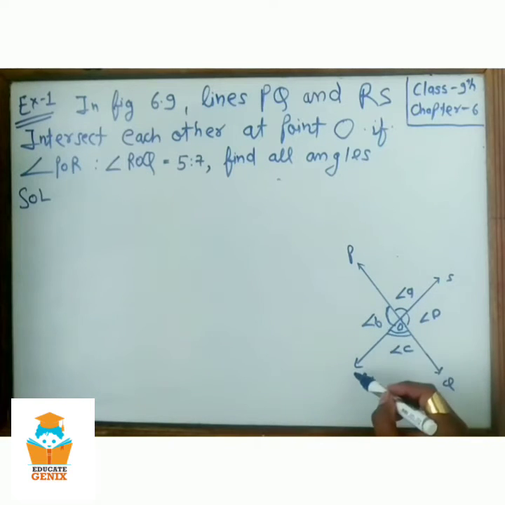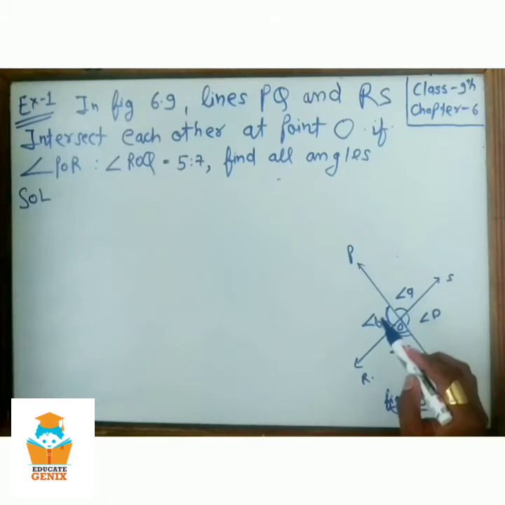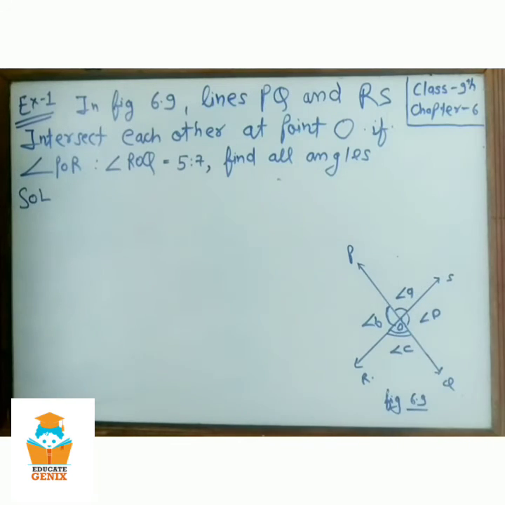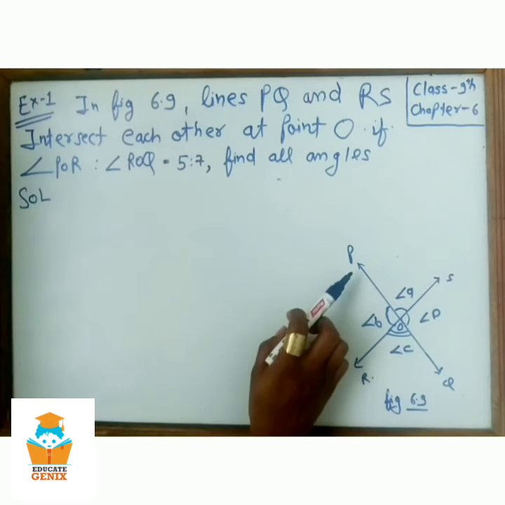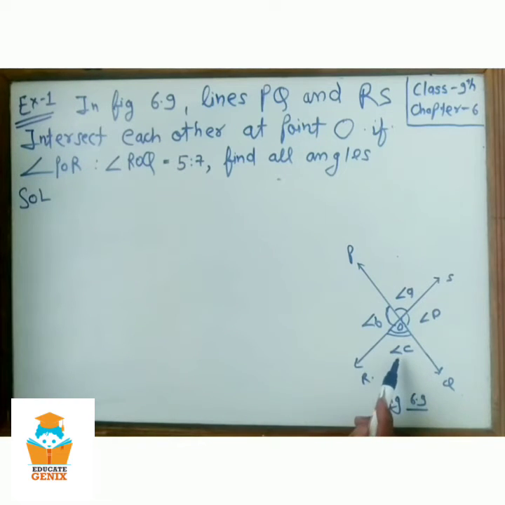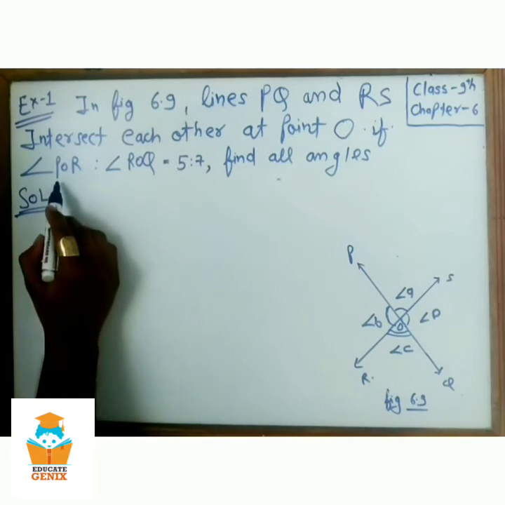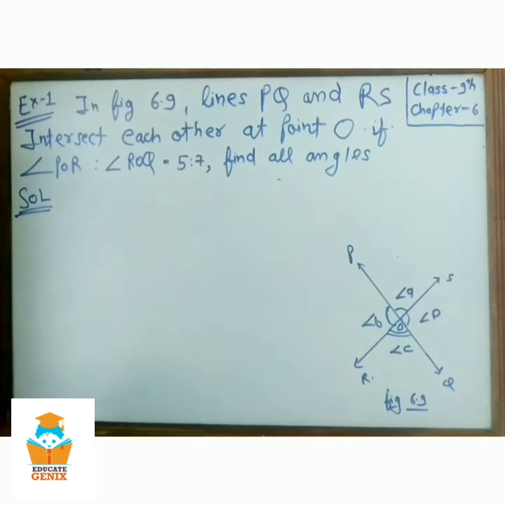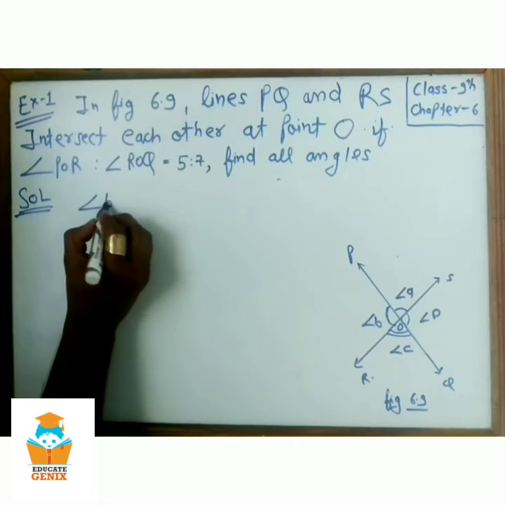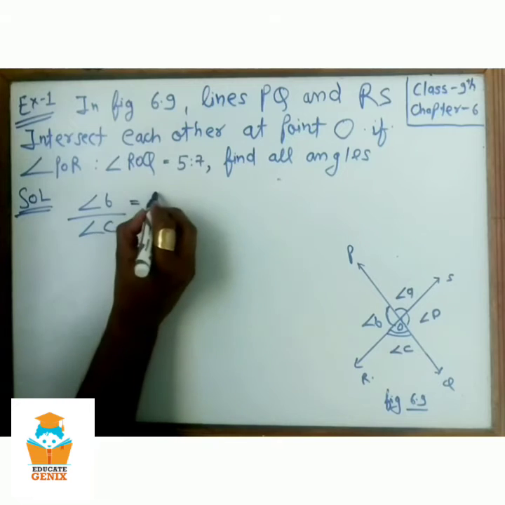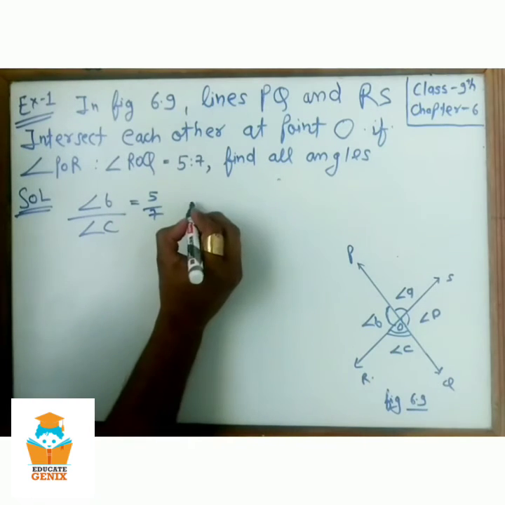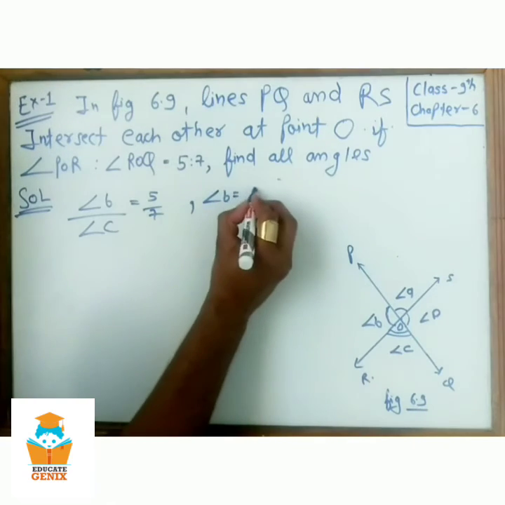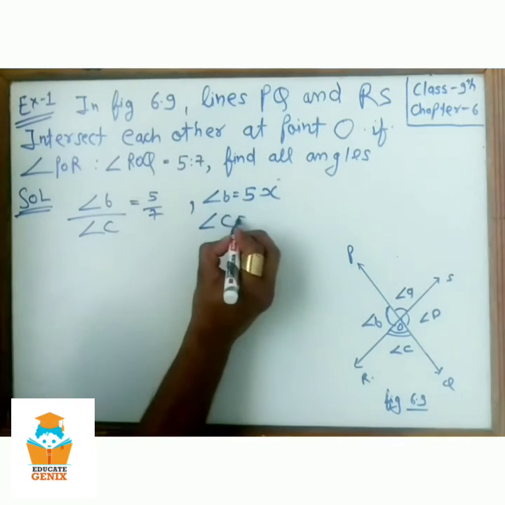Therefore, we can say that on straight line RS, angle A and angle B equal 180 degrees. Or else we can also say that on straight line PQ, the sum of angle B and angle C equals 180 degrees through linear pair. Let's see the solution. Already given, angle POR and angle ROQ equals 5:7. So angle B is to angle C, which is 5:7. So we can say that angle B equals 5x and angle C equals 7x.